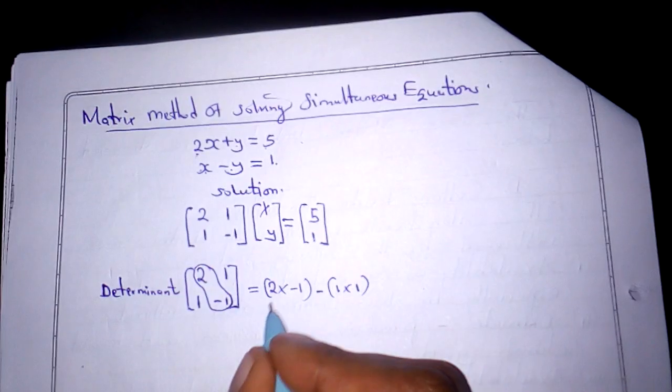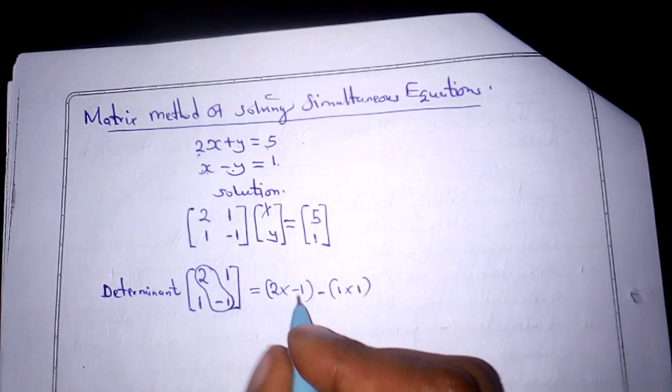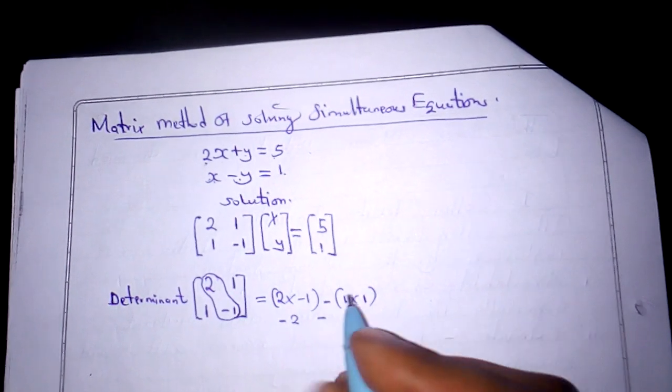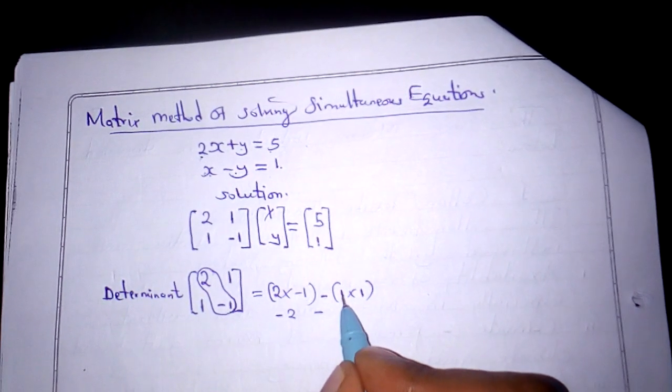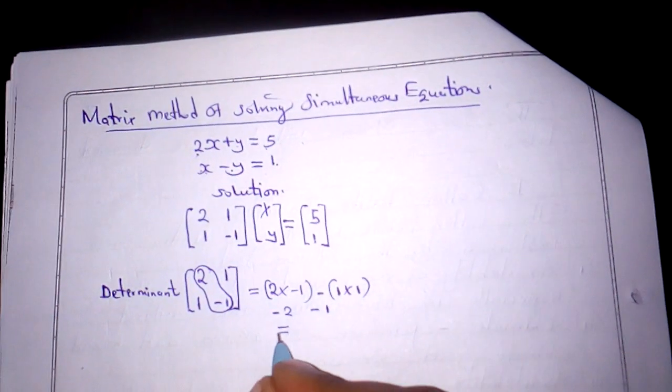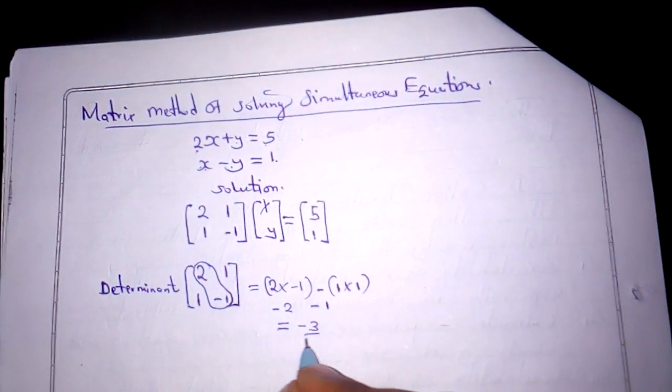So this is the same as multiplying 2 by negative 1, so it gives us negative 2. And then minus, we have here positive 1 multiplied by positive 1, so minus 1. So our determinant is going to be negative 3.